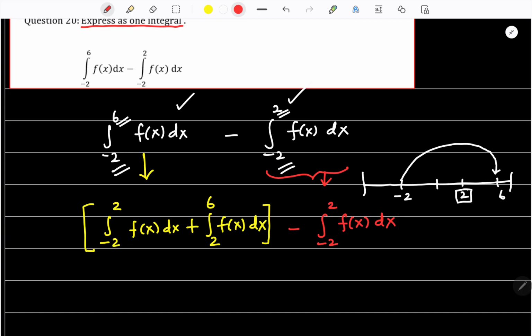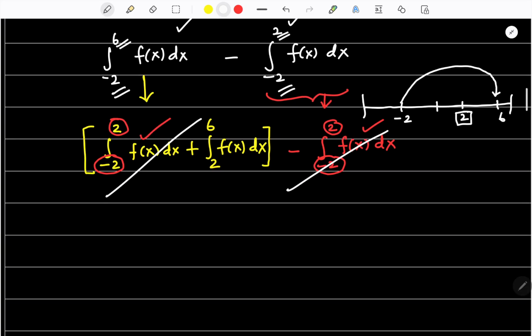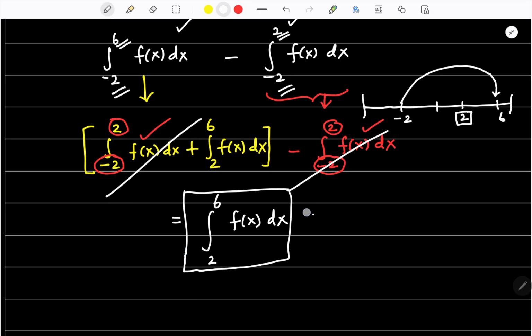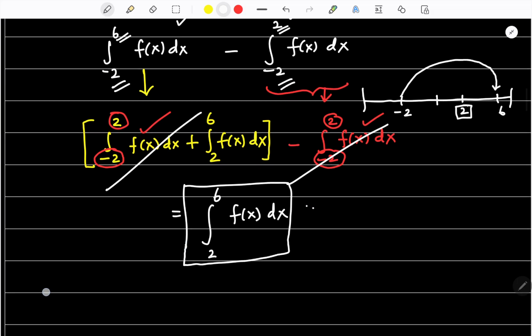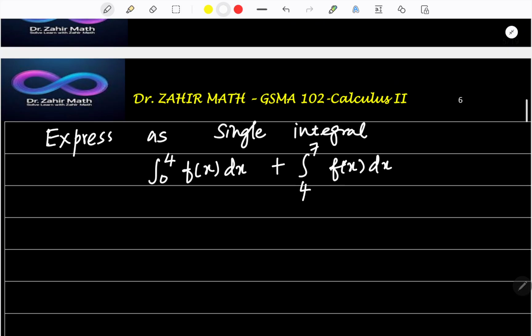Now look at your steps. There is a plus f of x dx and there is a minus f of x dx with the same limits, minus 2 to plus 2. What happens? It is going to get cancelled. This one and this one get cancelled. So what is your final answer? Integral 2 to 6 f of x dx. So we expressed it as a single integral. Okay, let's go to the next question.